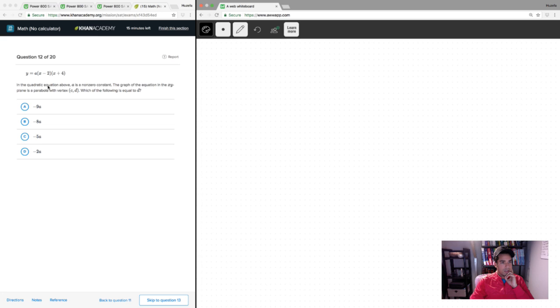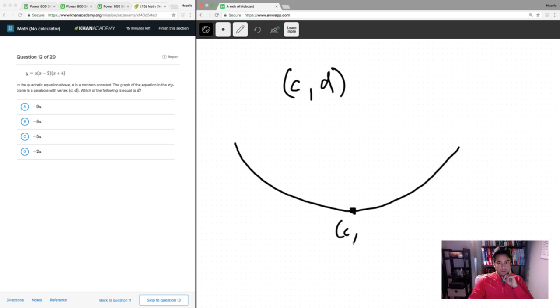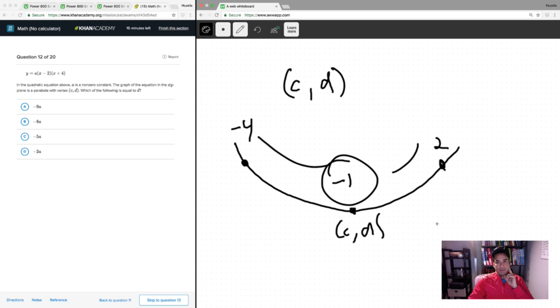This problem is pretty crazy. So in the quadratic equation above, a is a non-zero constant. The graph of the equation is the parabola with the vertex (c, d). So this took me a second to figure out when I did it last time. So here's (c, d). And we know from the way that it's factored, it has zeros. The zeros are going to be at x equals 2 over here and x equals negative 4. And because this is going to be symmetrical around the vertex, we know the vertex is going to be right in the middle at negative 1, right? That's right in between negative 4 and 2.